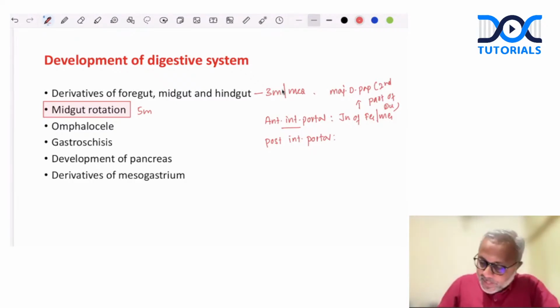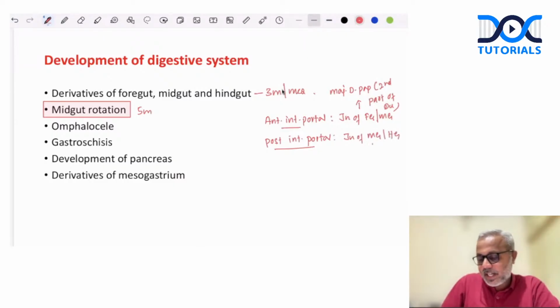Are we clear? Then, what is the posterior intestinal portal? This is the junction of the midgut and hindgut. And what is this represented as in adult life? The junction of the right 2/3 and left 1/3 of the transverse colon.